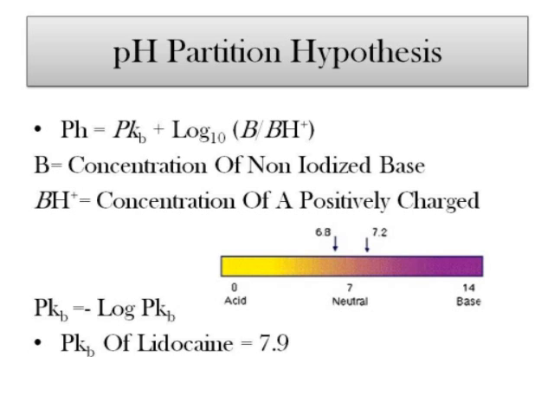The pKb of lidocaine can be calculated using the Henderson-Hasselbalch equation, which we had a glance at in our lab number 9. In this equation, B is the concentration of non-ionized base, and BH+ is the concentration of a positively charged ion.